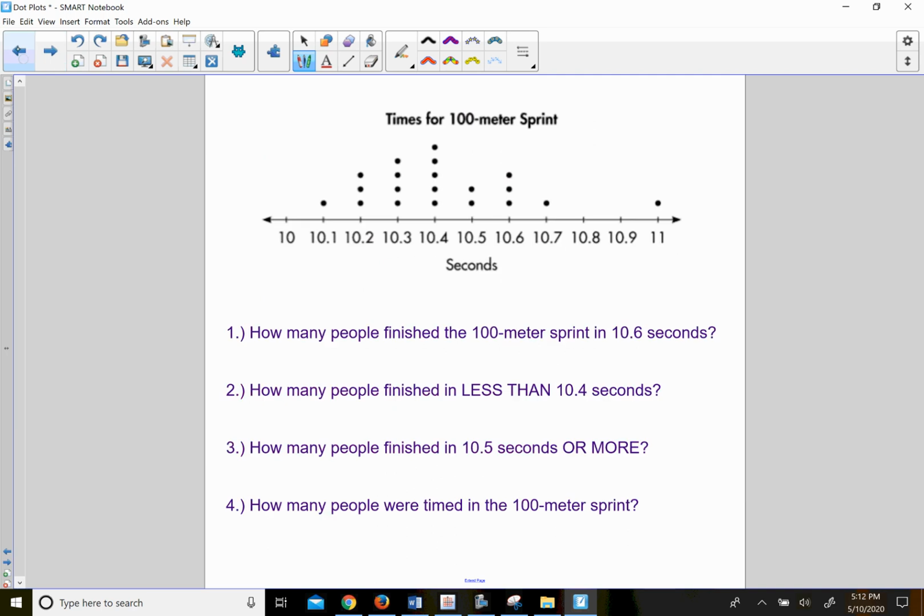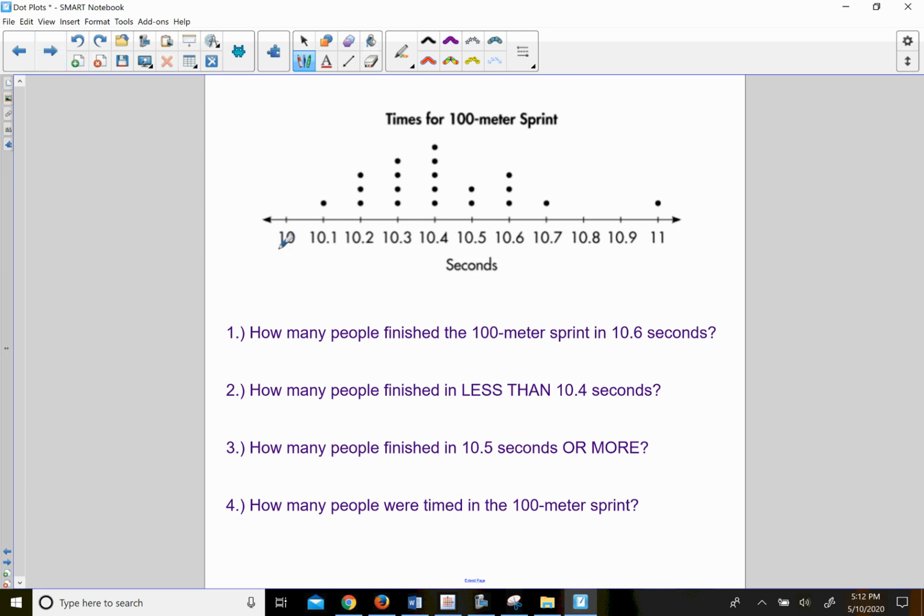Our next dot plot here, I think I'm a little out of order. Skipped one. It says times for the 100-meter sprint. So think about gym class, and you have the pacer test and different things to do each class. This one is looking at how long it takes them to do the 100-meter sprint. So think about on the track, that would be one of the straightaway stretches.